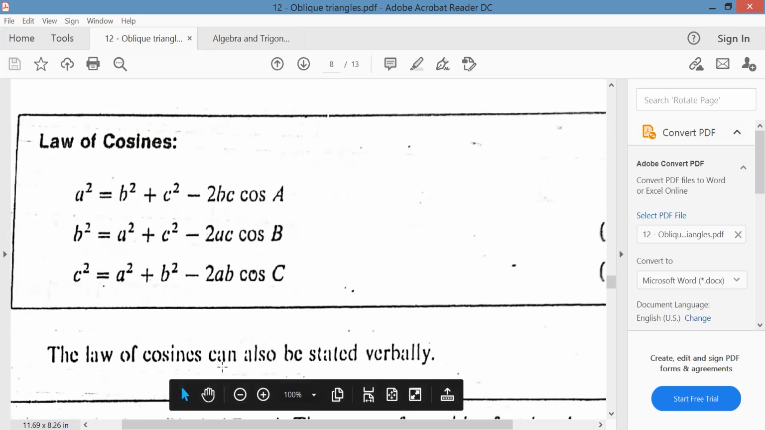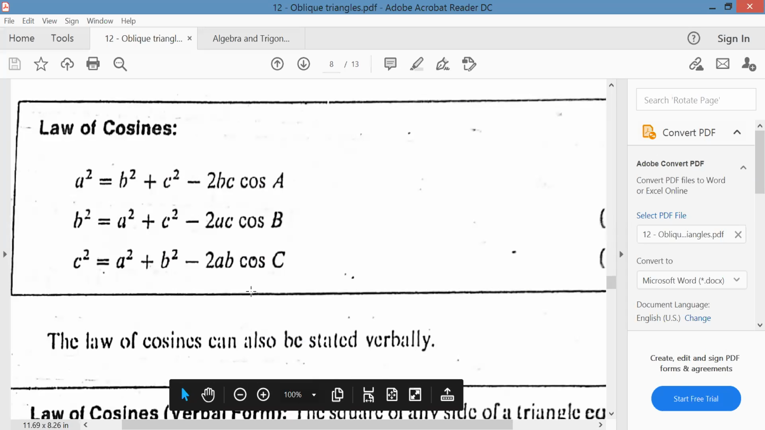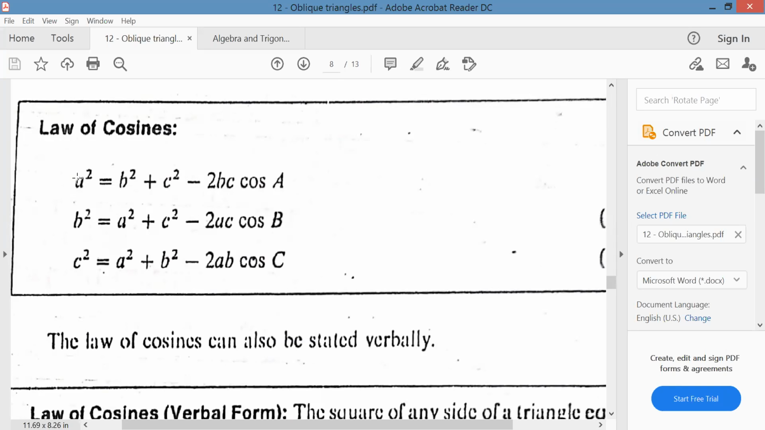So the law of cosines can also be stated verbally. See how it is stated verbally. First case: the square of one side of a triangle is equal to the sum of the squares of the other two sides minus twice the product of those two sides and cosine of the angle between them.